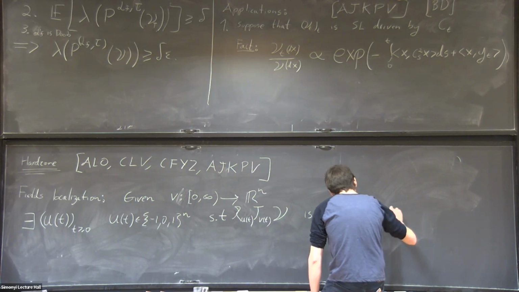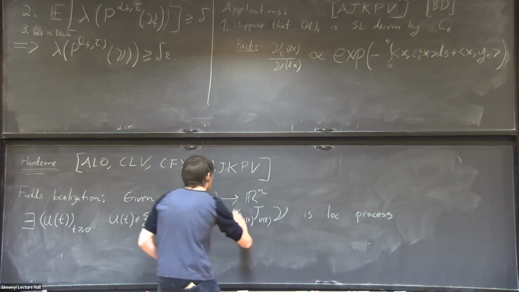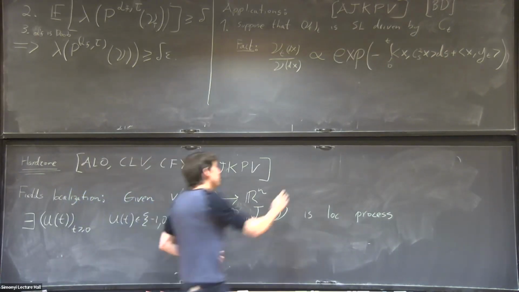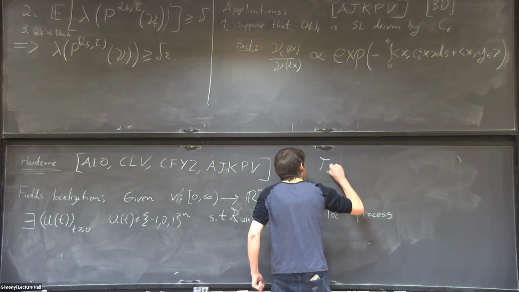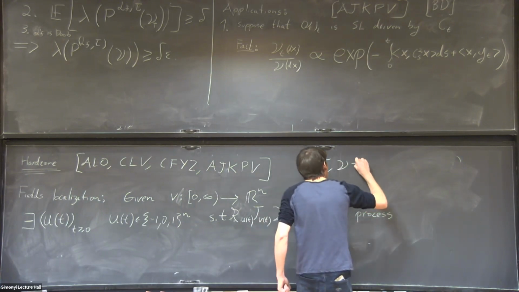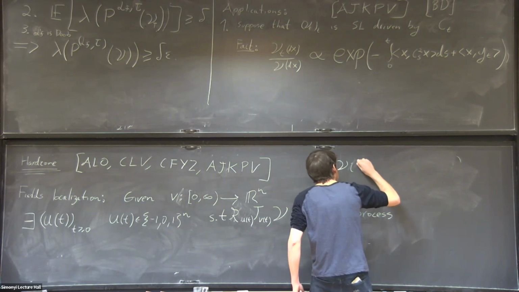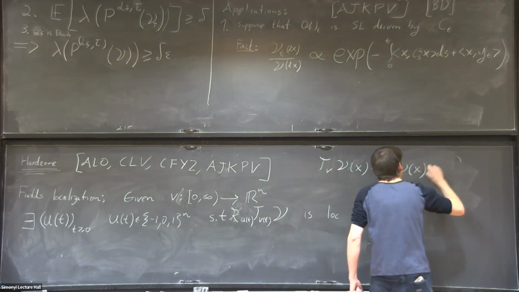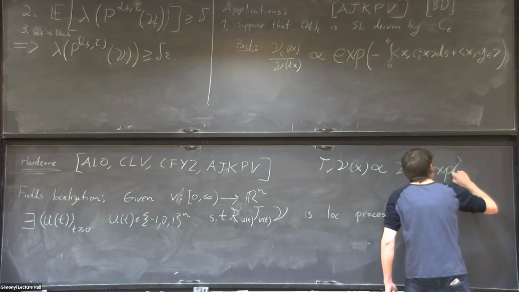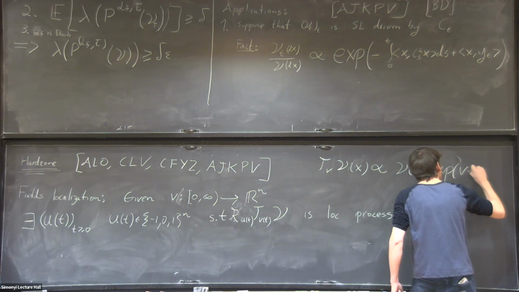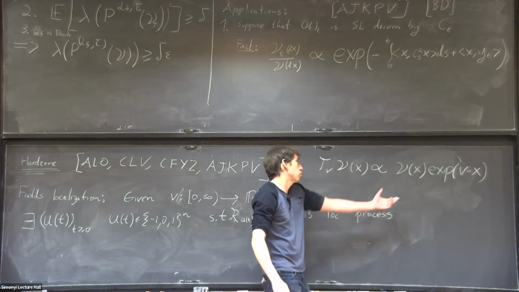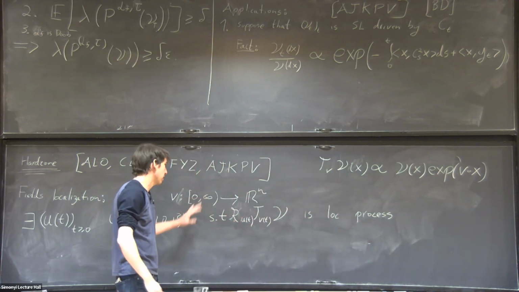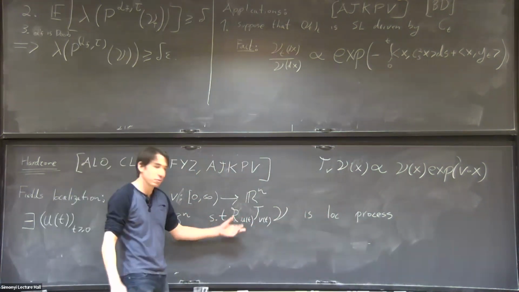What is the tilt and the restriction? The restriction I already defined; it's just the pinning according to u. And the tilt T_v of nu at x is the measure proportional to nu of x times exp of v dot x. So this is just an exponential tilt. Sorry, I feel like I'm going really fast now, but I'm almost done.